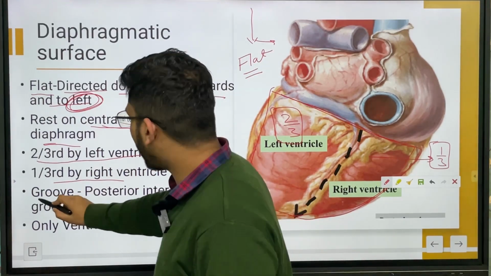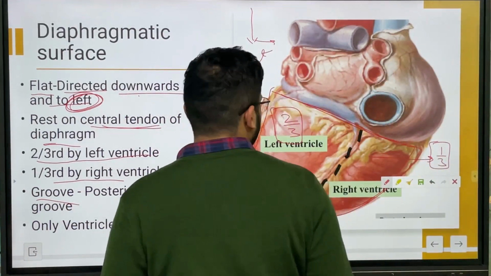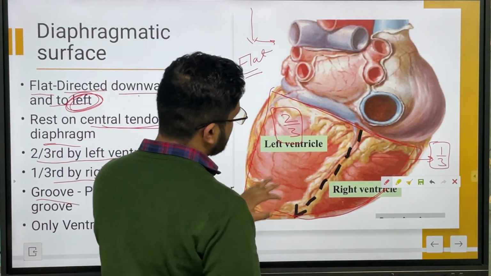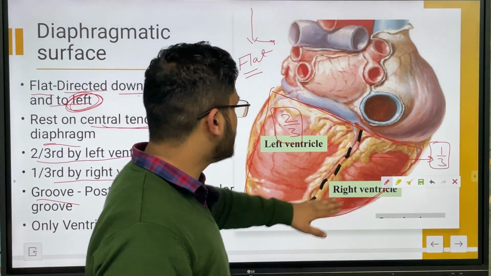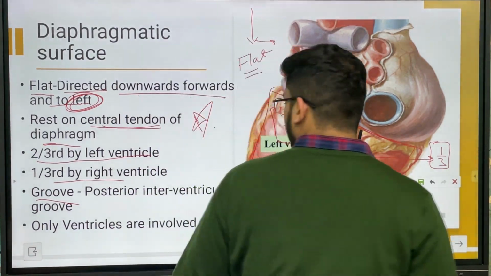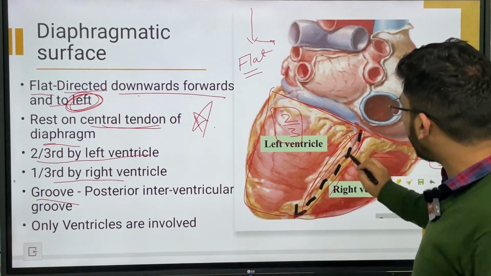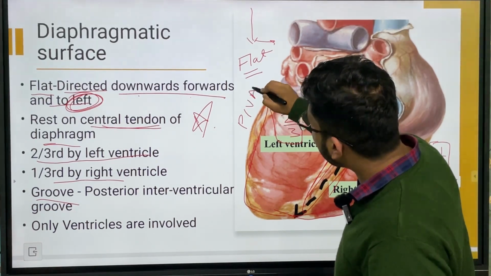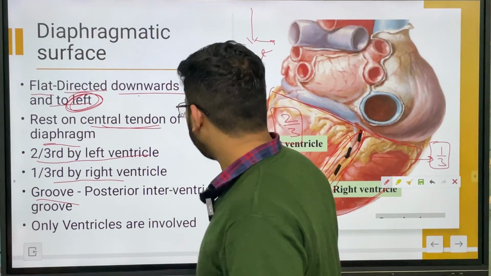One groove can also be seen here, that is the posterior interventricular groove. This is your posterior interventricular groove. These are two ventricles. This is the left ventricle and this is the right ventricle. The groove which is present between two ventricles is known as the posterior interventricular groove. It comprises the posterior interventricular artery, which we will discuss later in the blood supply of the heart.